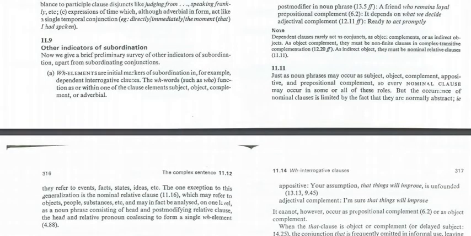Now we move to 11.11. Just as noun phrases may occur as subject, object, complement, appositive, and prepositional complement, so every nominal clause may occur in some or all of these roles. كما أن العبارة الاسمية، if I said the boy, the little boy, the little boy in the garden، اللي هي a group of words whose head is a noun، مجموعة كلمات أساسها هو اسم. العبارة الnoun phrase ممكن أن تظهر كsubject, object, complement, appositive، بدل، وقد تكون prepositional complement تتم لحرف الجر.